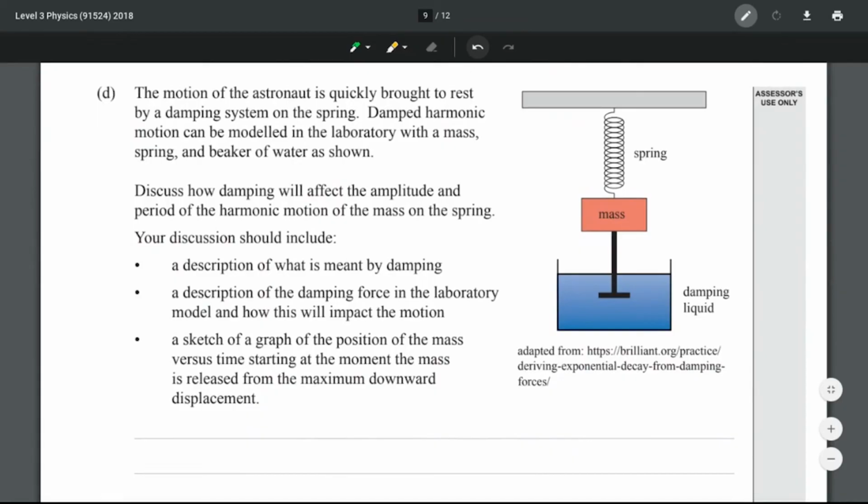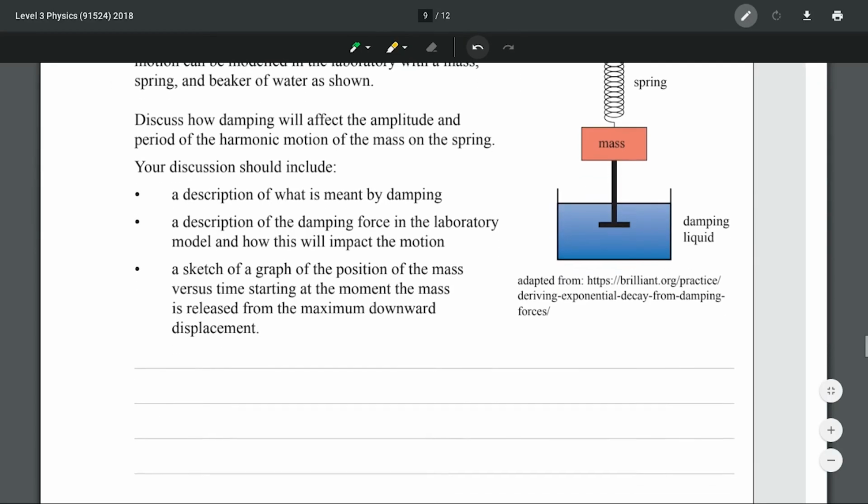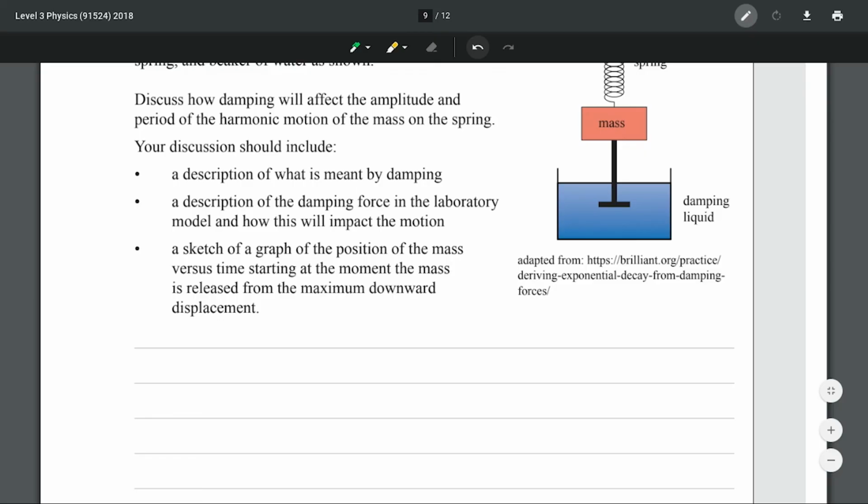The motion of the astronaut is quickly brought to rest by a damping system on the spring. Damped harmonic motion can be modeled in the laboratory with a mass, spring, and a beaker of water as shown. Discuss how damping will affect the amplitude and period of the harmonic motion of the mass on the spring. Your discussion should include a description of what is meant by damping, a description of the damping force in the laboratory model and how this will impact the motion, and a sketch of the graph of position of the mass versus time, starting at the moment the mass is released from the maximum downward displacement.